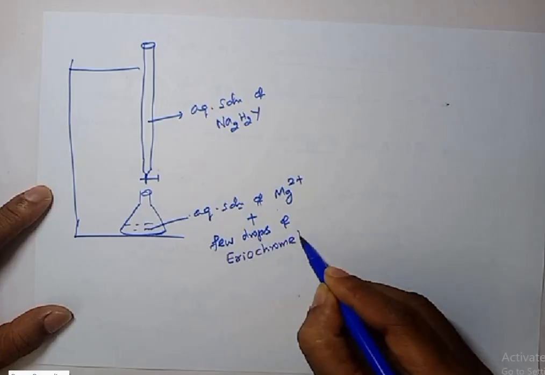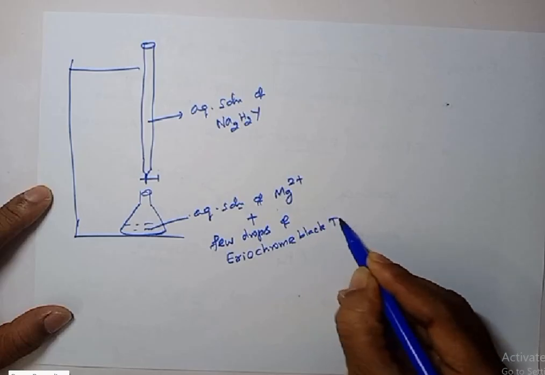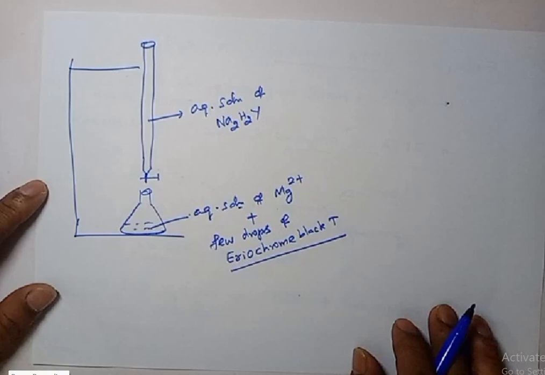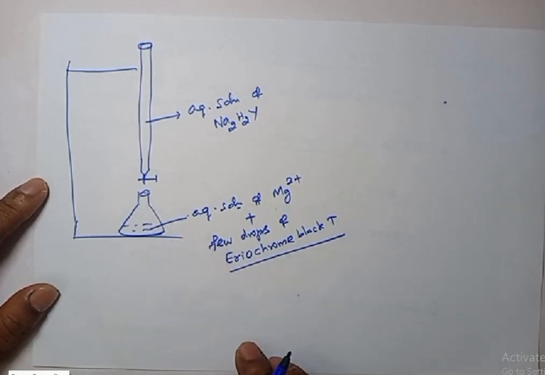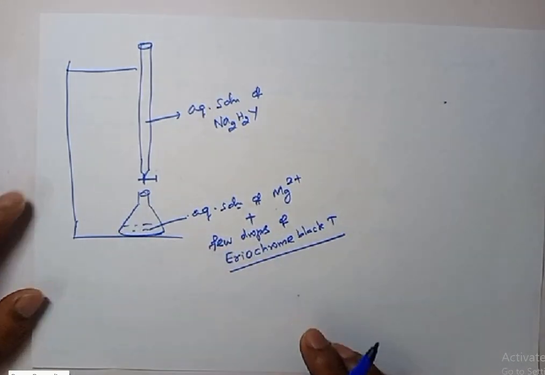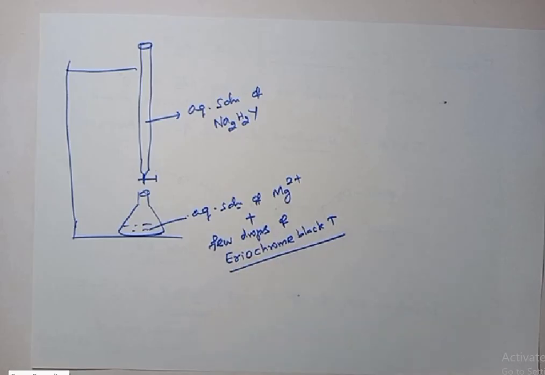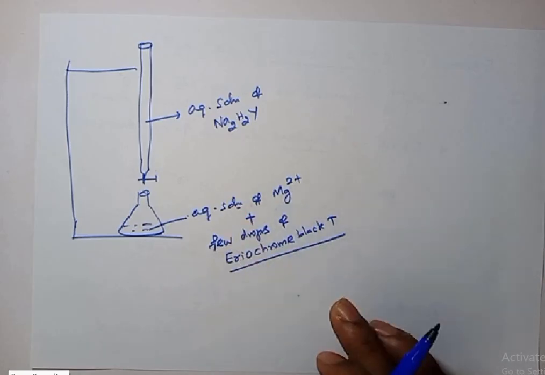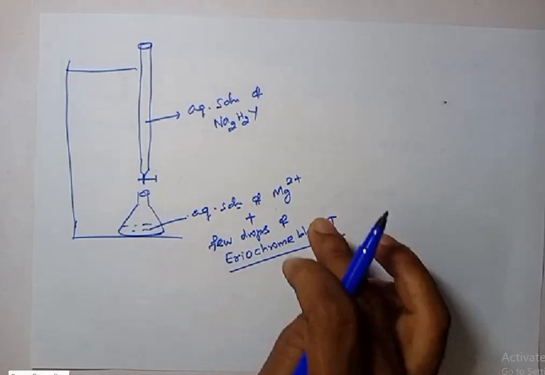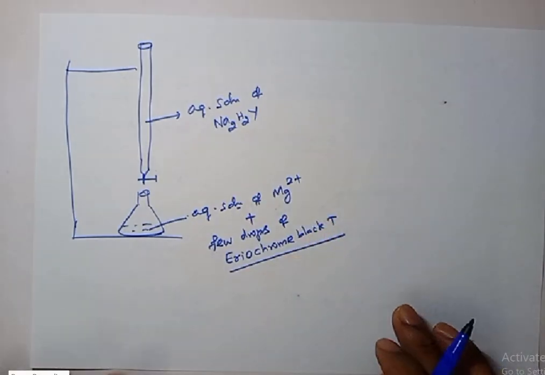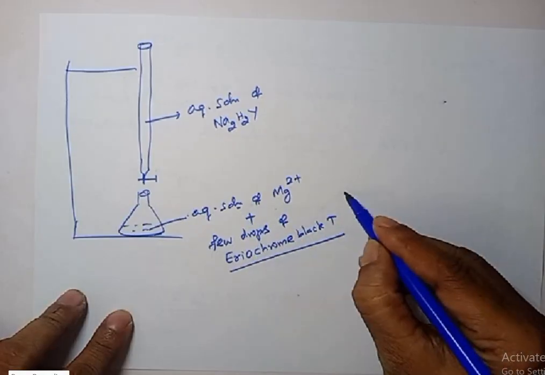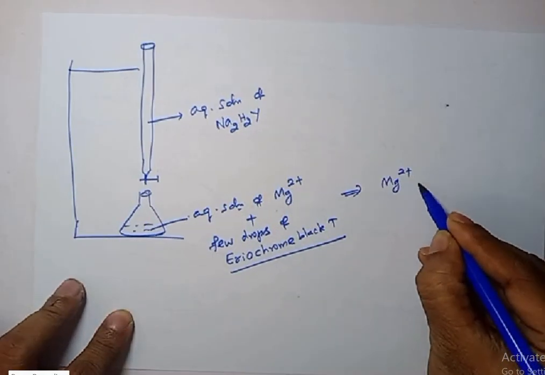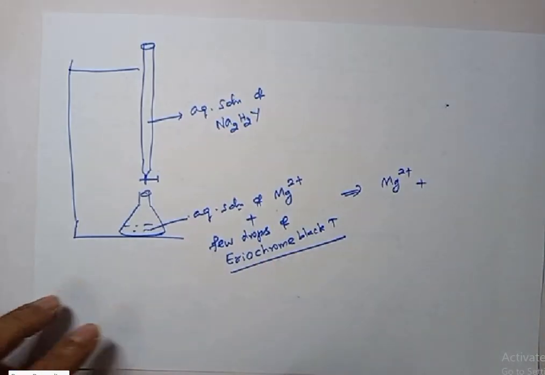Eriochrome black T. Okay, add a few drops of Eriochrome Black T indicator to this solution. Listen, I am mixing this Eriochrome Black T indicator into the aqueous solution of magnesium ion present in the conical flask. The moment you add it, what will happen? The magnesium ion Mg2+ combines with the Eriochrome Black T indicator.